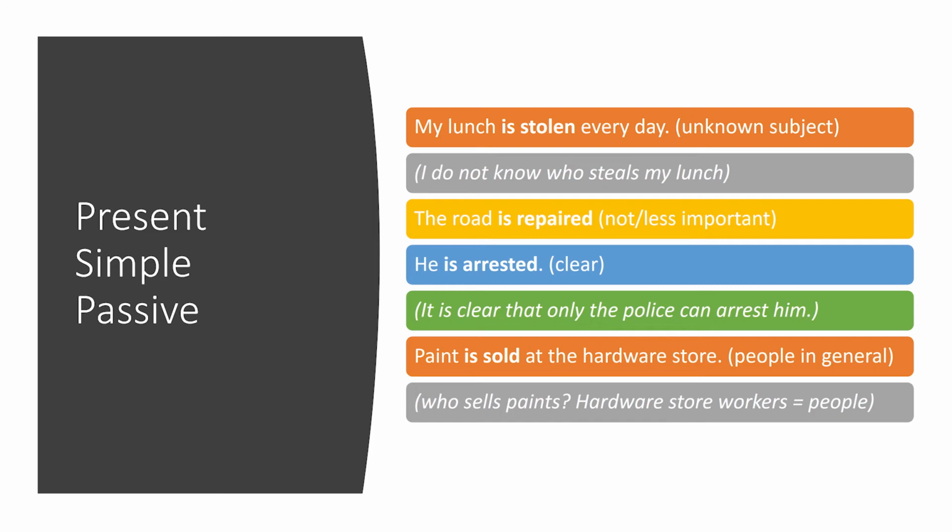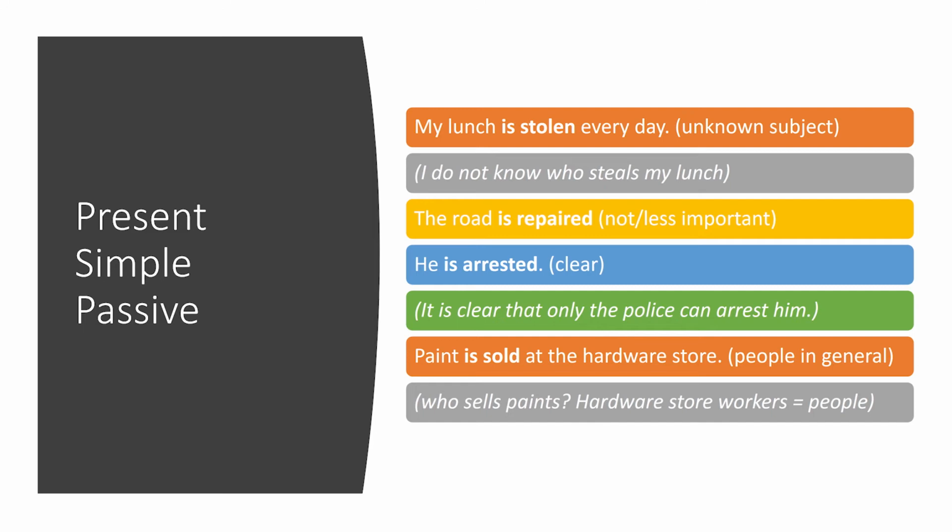We use passive when the subject is already clear. For example, he is arrested. It is clear that only the police can arrest him or her. So, instead of saying the police arrests him, we say he is arrested by the police.